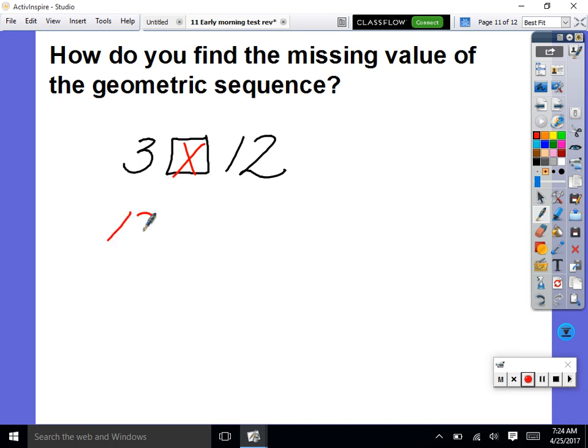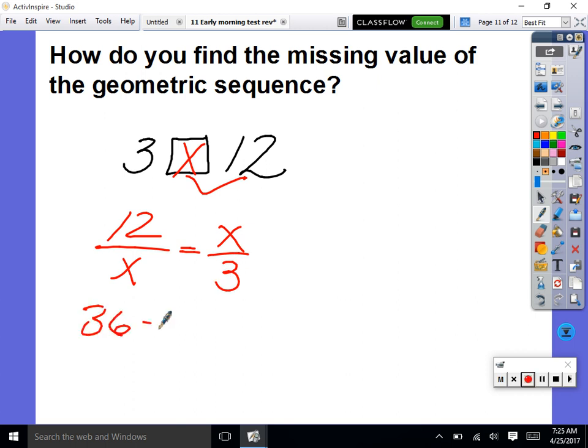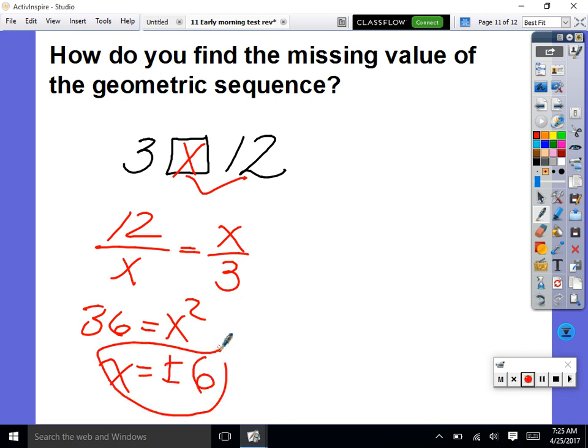No, that would be a good question. This divided by this, because it's geometric, the only way to do it is this way. X divided by 3. So 36 equals x squared. And so x is equal to plus or minus 6. Right? Okay.